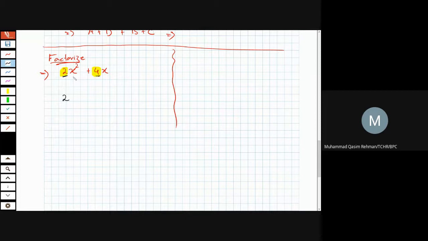Now from the variables I have, this is x squared, so it means I have 2 x's in the first term, and this is just x, so 1 x in the second term. So technically I have just one of the x as common. So I can take x as a common from the variable.